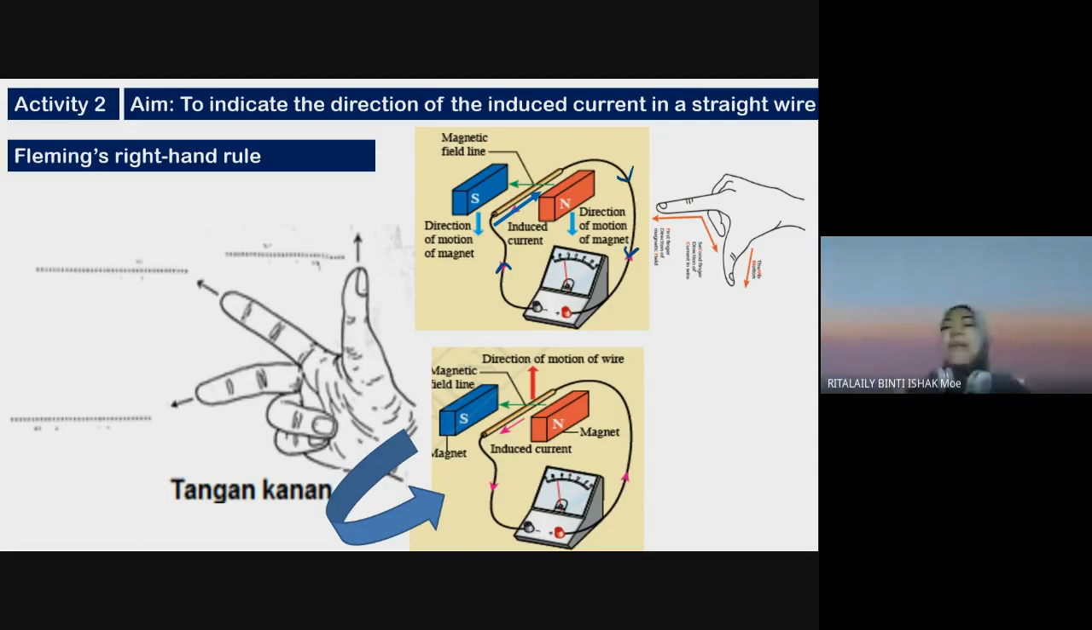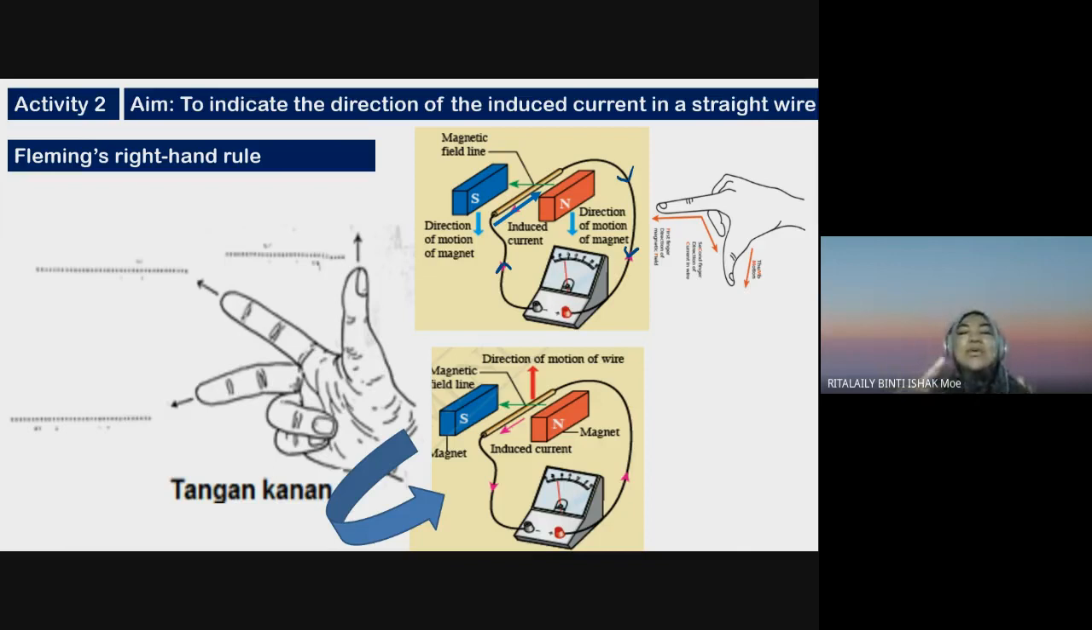Wrong hand. What is the thumb representing? Okay, the thumb is for the force. The index finger, what is the index finger for? The index finger is the magnetic field, so it is always pointing towards south. And the middle finger is for what? For the current. Okay, very good.